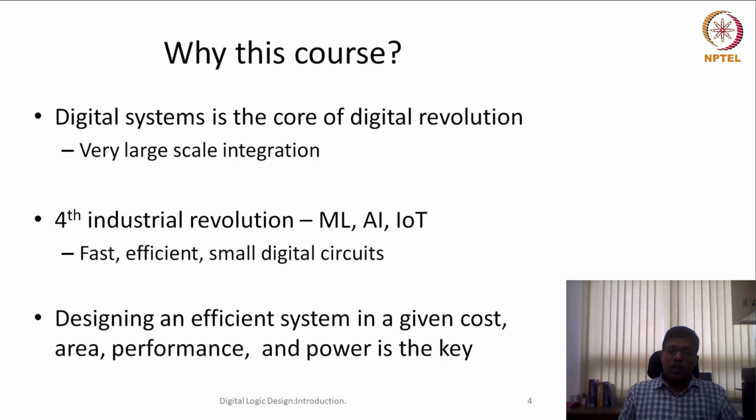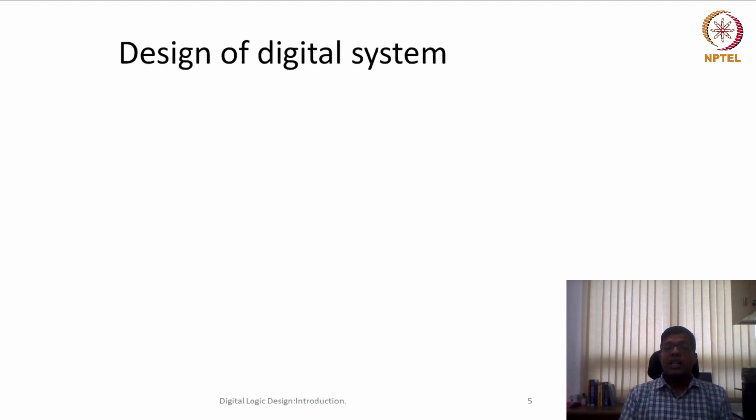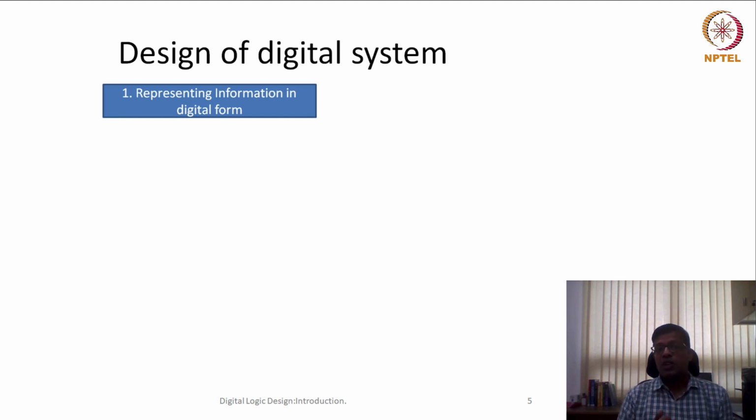Because understanding at least how hardware design works, and designing efficient hardware, is the core of computer science, that is why we will study this particular course. And what we'll do in this course is try to learn how to design digital systems. For designing digital systems, the first thing we have to understand is how to represent any sort of information in digital form.